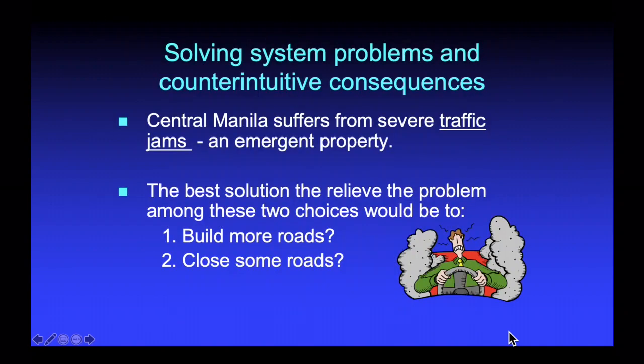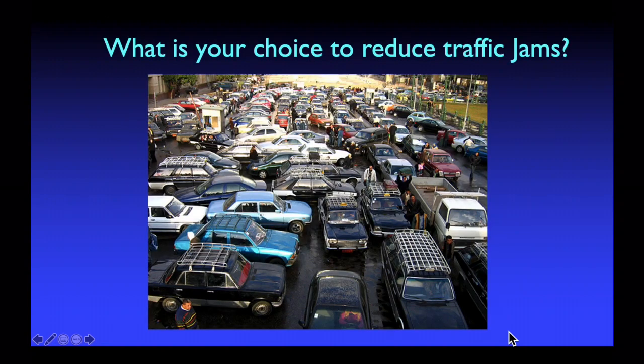And I asked the question, and you only have two choices. The best solution to relieve the problem among these two choices would be 1, build more roads, or 2, close roads. So, what would you do to reduce traffic jams? Would you build another road? Because central Manila has lots of roads, but there are just too many cars, and so in order to move traffic faster, let's build some more roads. Or would you close a road?